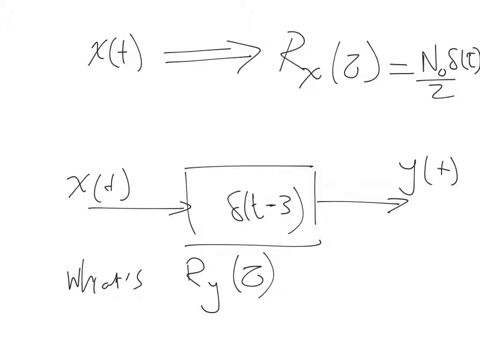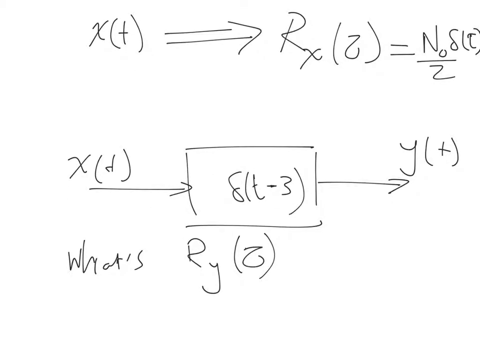Okay, yes. Then I use h squared times Rx. First we need to find h of f. So this is h of t, is that right? Yes, this is our h of t, correct? And this is Rx of tau, right? And what's required is Ry of tau.